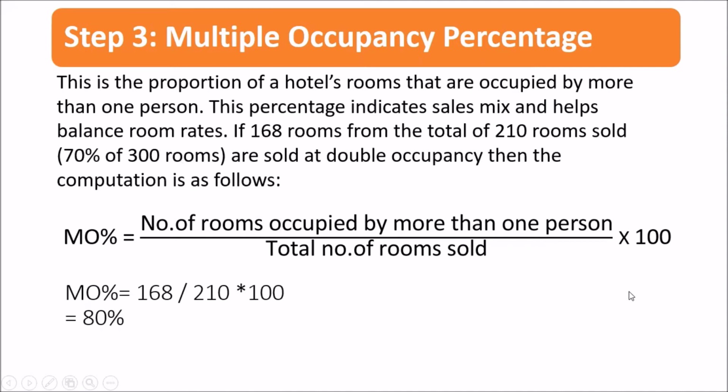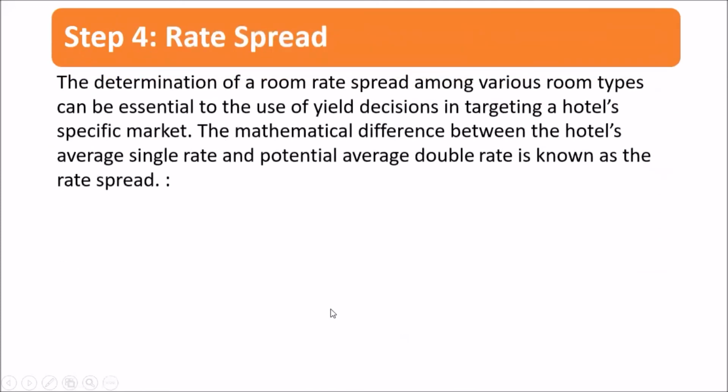Number of rooms occupied by more than one person upon total number of rooms sold, multiplied by 100. When we calculate it, the number of rooms occupied by more than one person is 168, divided by 210 rooms, as 70% of 300 is 210, multiplied by 100, which will give you 80%, which is the multiple occupancy percentage. Now step 4 is to calculate the rate spread.